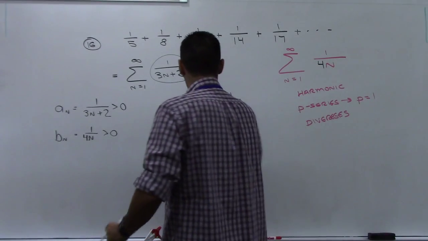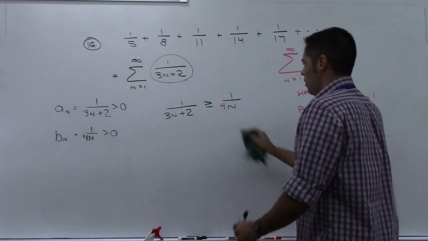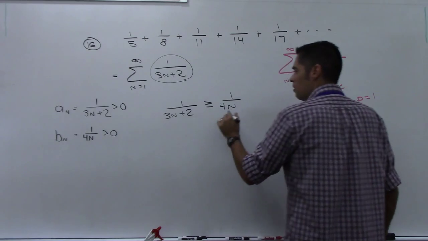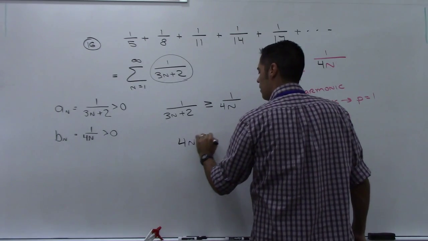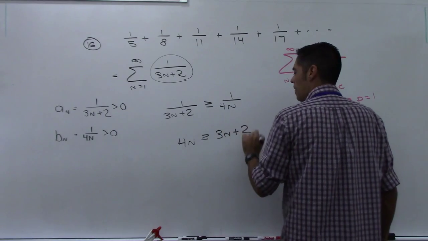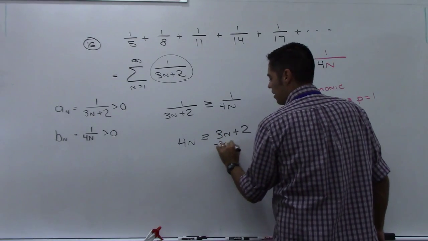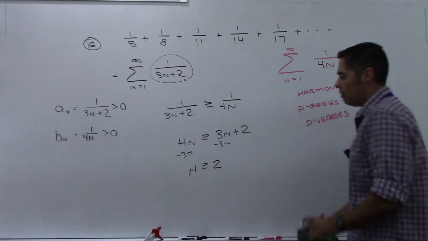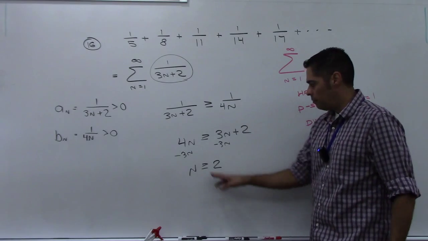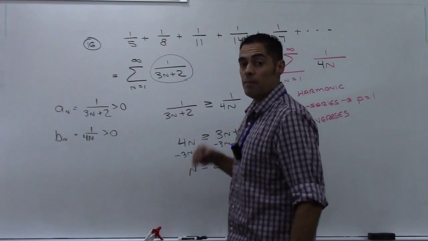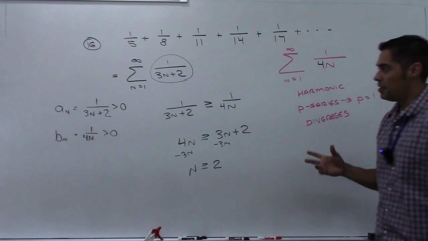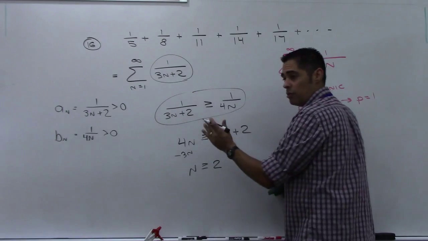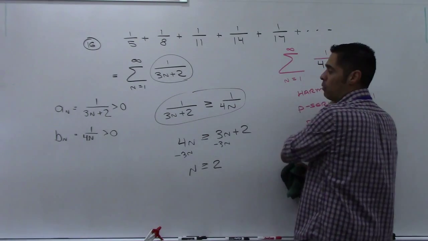I still want to show this is true. So this is now 4n here. So now I multiply, I get 4n bigger than or equal to 3n plus 2. And then when I subtract 3n on both sides, I get n is greater than or equal to 2. Now, we all agree that this is not true right away. When n is 1, this isn't true. But the important thing about the comparison test is that we need this inequality to be true eventually, at some point, and then after that point, it's always true.